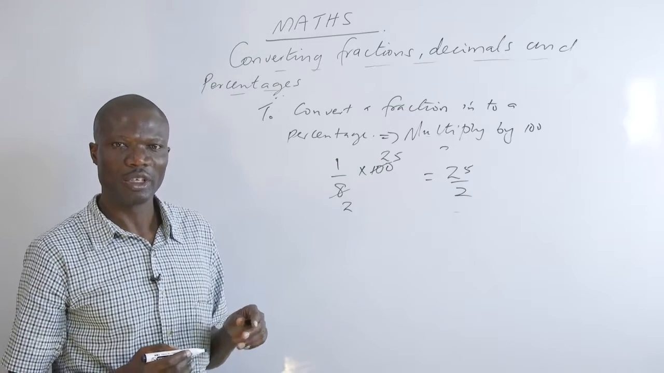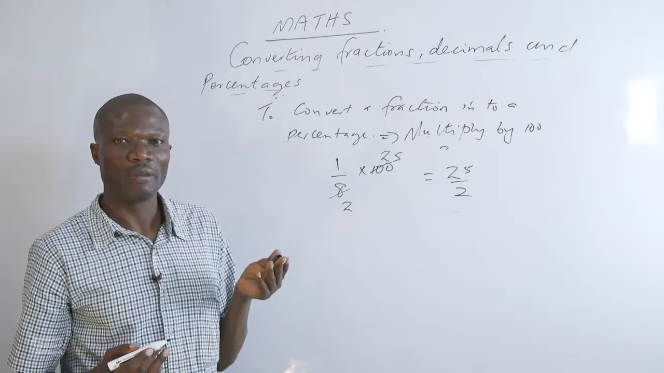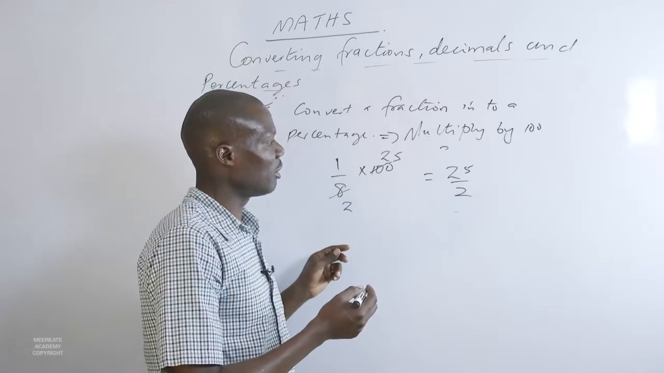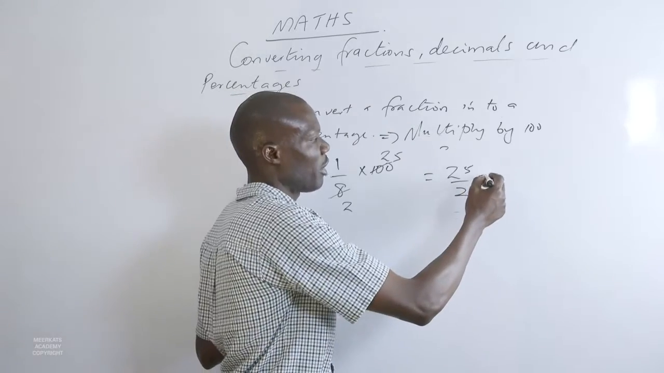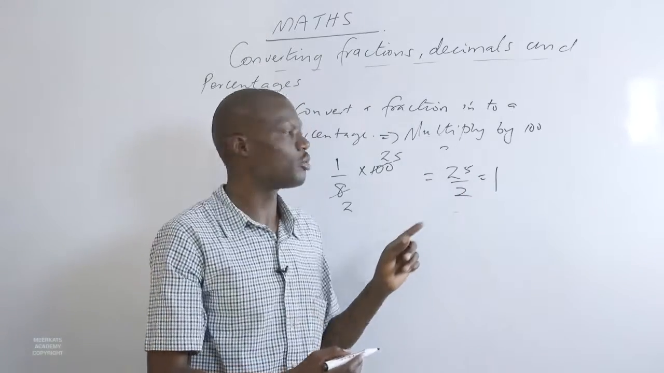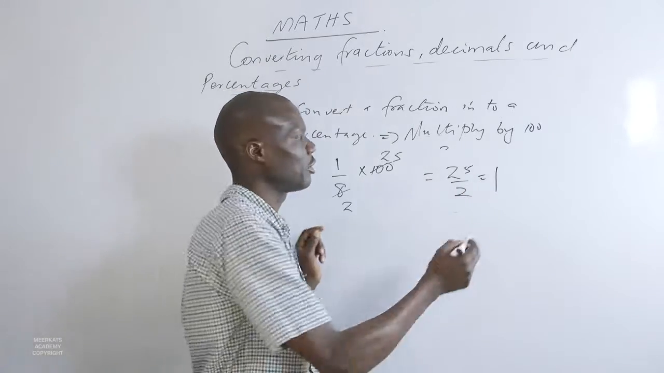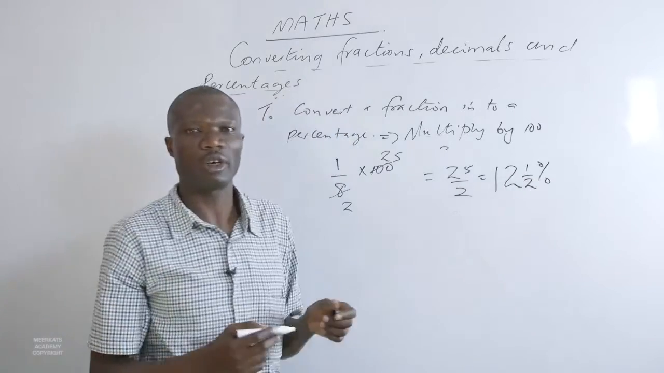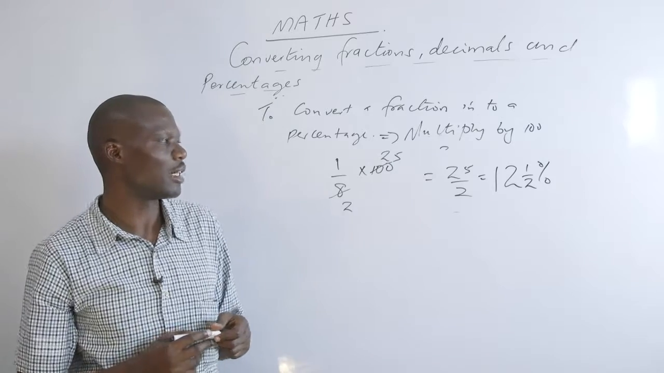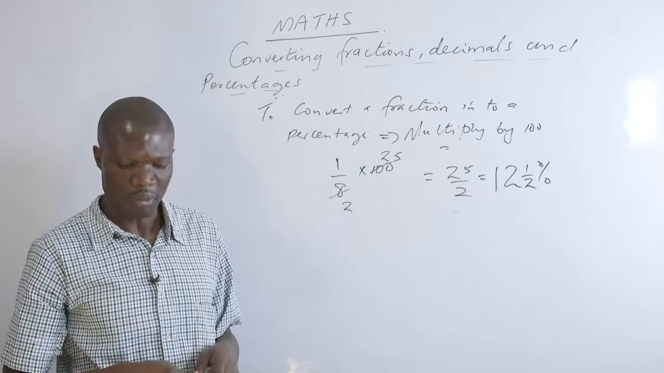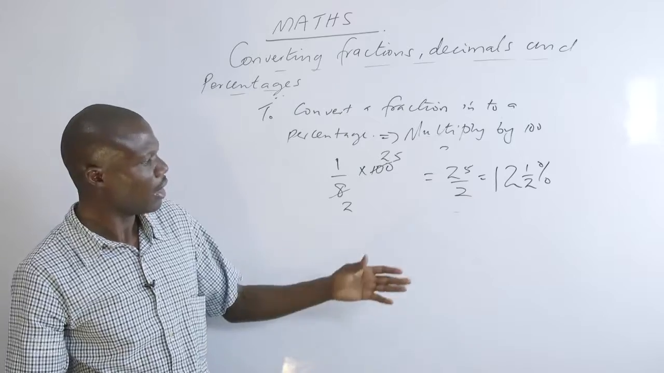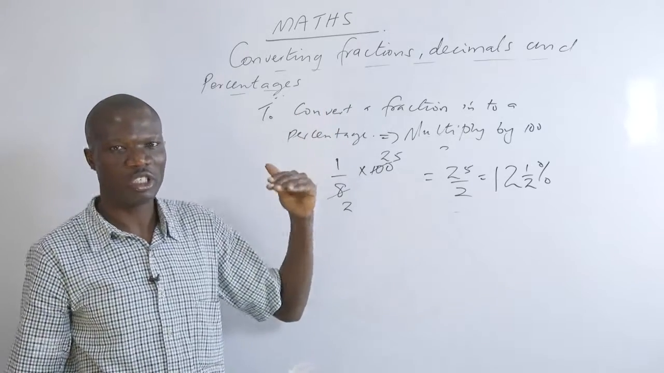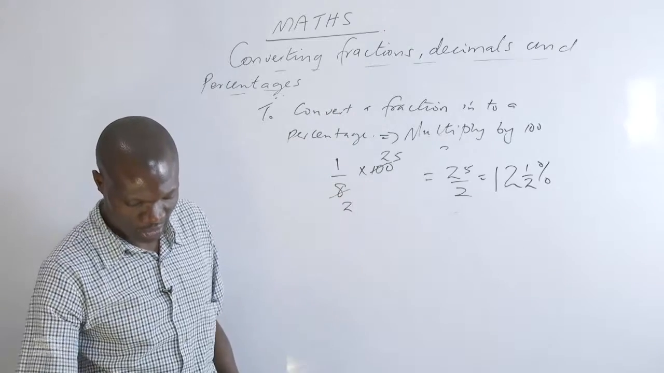25 over 2. This is further simplified into a mixed numeral, which means 2 goes into 25 twelve times, then 1 over 2 is 0.5, and then we can say 12.5%. So we can convert any fraction into a percentage.